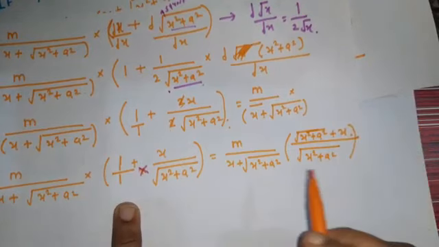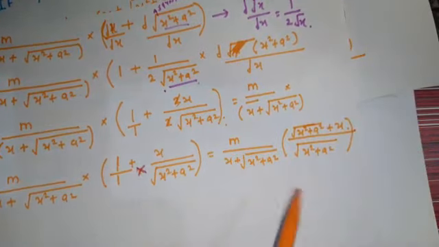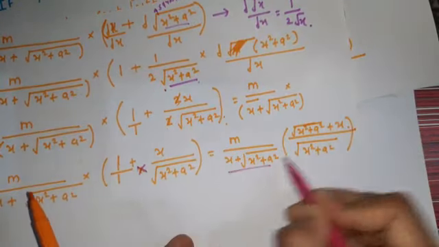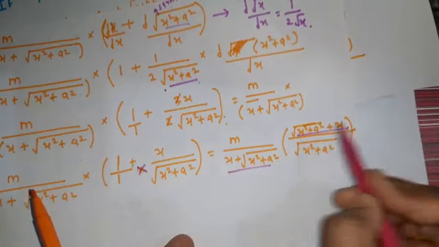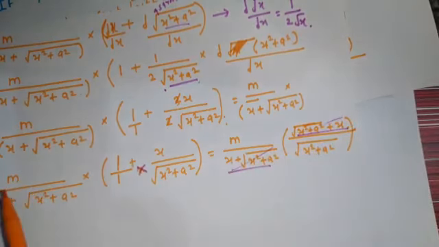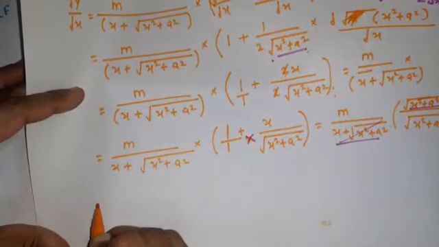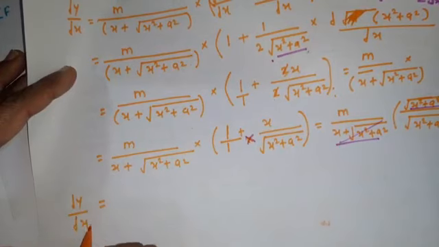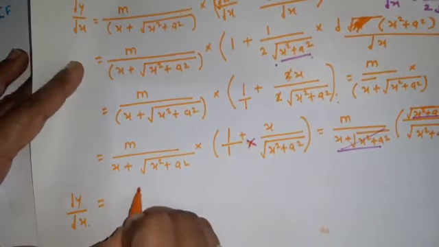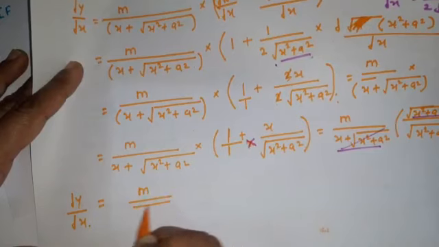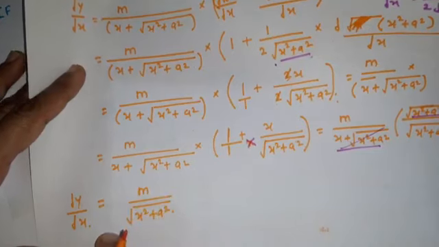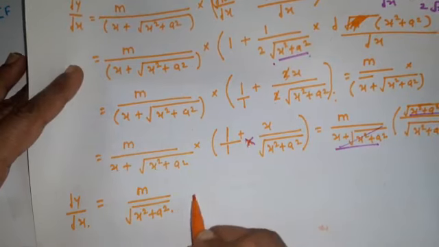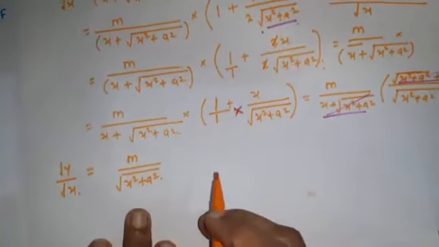Okay students, if you see, this term and this term get cancelled here. And we will get dy by dx equal to m upon square root of x square plus a square. This is dy by dx.